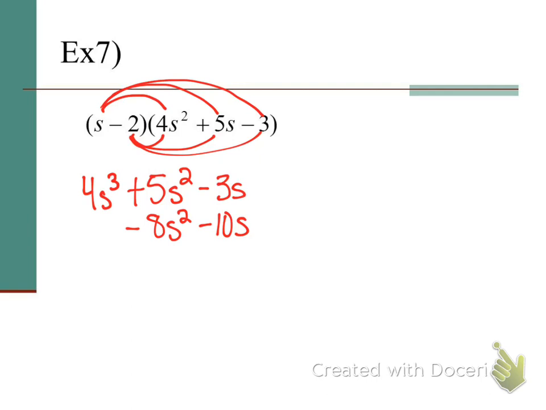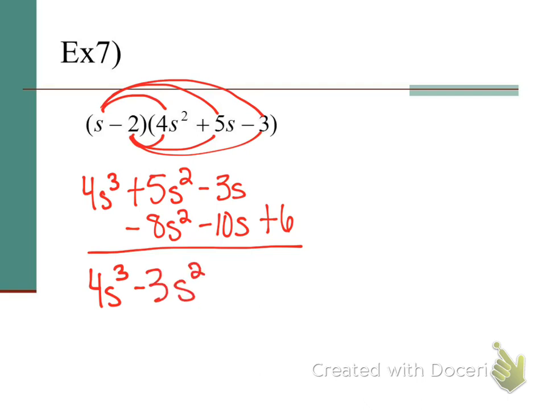Where do you think I want to write that? At the end. I like that idea. There are no other constants up there, so I'll make it its own column. Now when we go to combine like terms, it's really easy because I lined up my like terms already. There's nothing else like 4s cubed, so it just comes down. If I take negative 5s squared, combine it with a positive 5s squared, combined with a negative 8s squared, what do I get? Negative 3s squared.